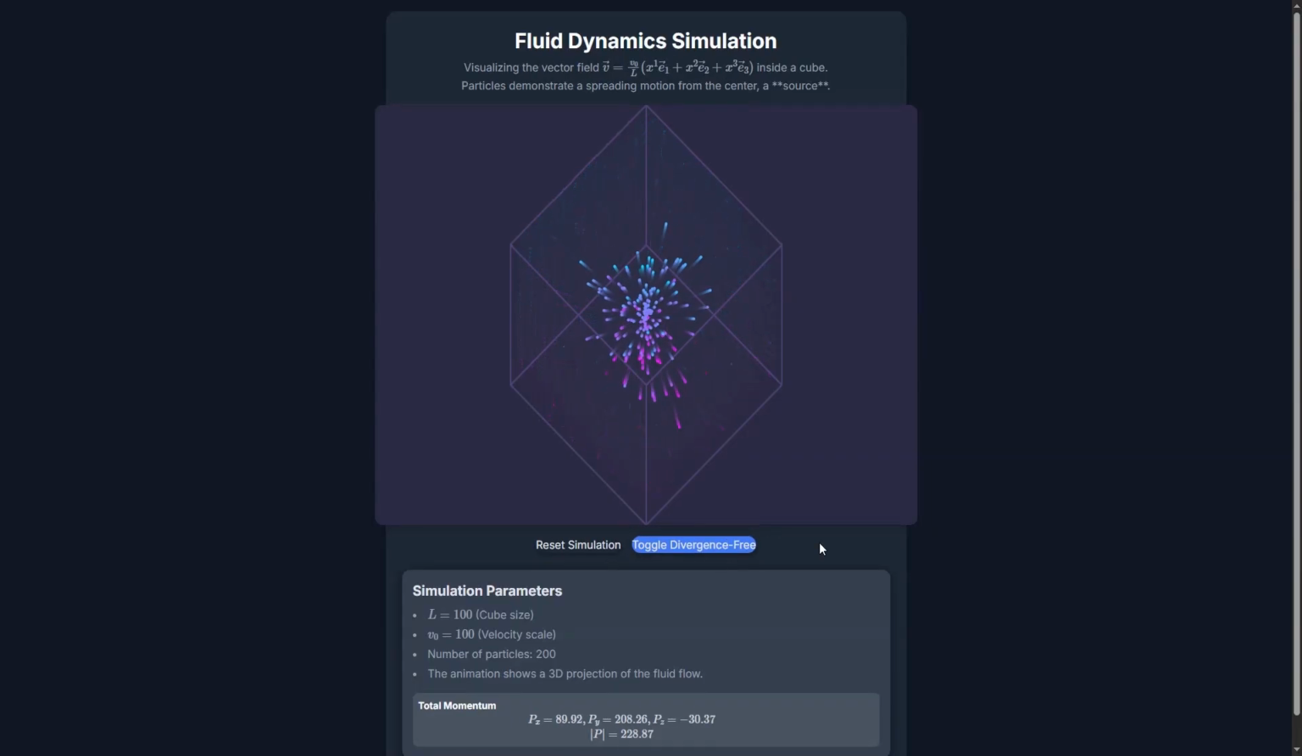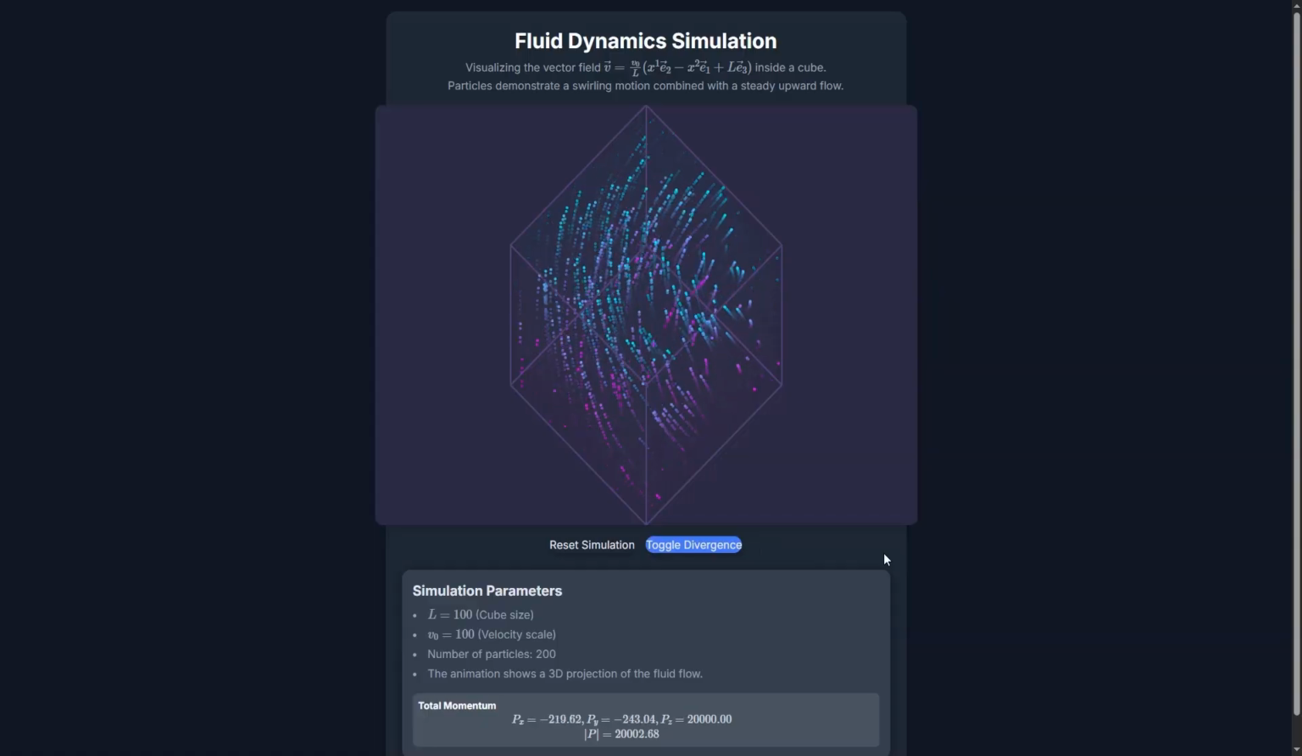Local spin. The rigid body paradox. To understand how the fluid behaves on a microscopic level, we look at its vorticity, which measures the local spin of the fluid. In this helical flow, every tiny parcel of fluid spins around its own center at the exact same rate.